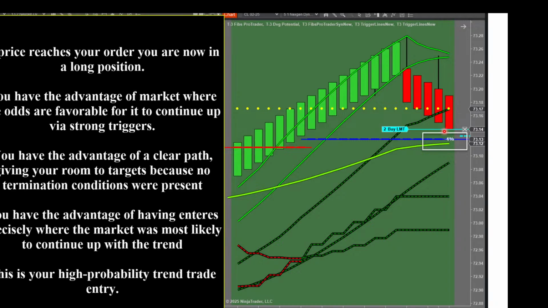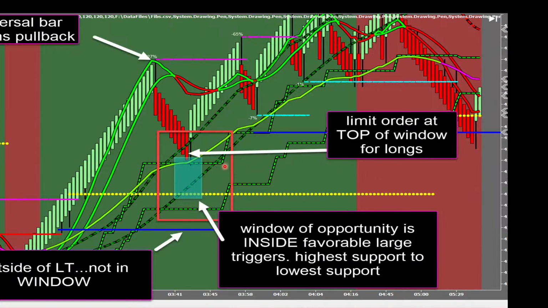And guys, this is your high probability trend trade entry. And this is all we've talked about for 40 minutes: being able to identify, using 3 simple rules on only 2 charts, where the market is most likely to continue. So we're going to go through it again. Reversal bar begins the pullback. Define where the retracement is most likely to go by using large and synthetic triggers. And then create a window of opportunity where the market is most likely to bounce and continue in the direction of the trend. From the highest point of support to the lowest point of support inside of triggers, this blue box represents where the continuation is most likely to occur.